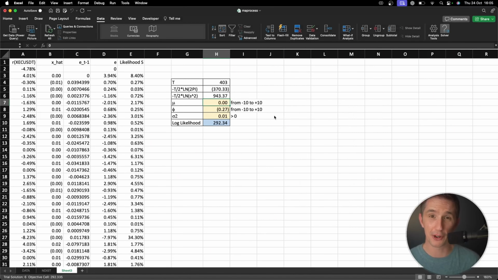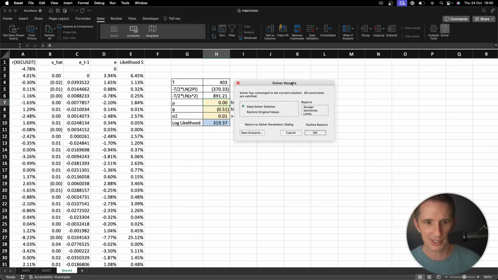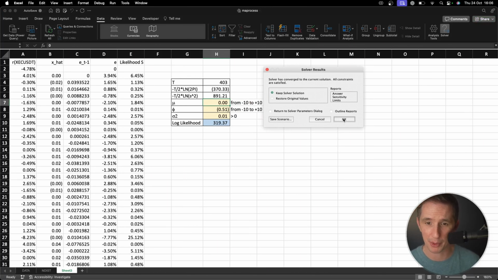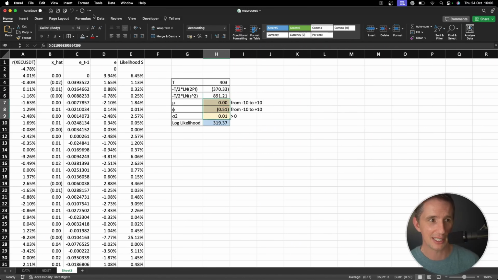My screen is frozen. This should happen to you as well. You can see the numbers are actually changing in front of us right now. And here it's saying, okay, we've managed to come up with a number. I'm going to say, okay, let's have a look. And you can see my log likelihood number has shot right up to 319. Let me just break these decimals out so that you can see this in more detail. So it's saying here that phi, it's come up with 0.512, mu is 0.001, and the variance is 0.012.